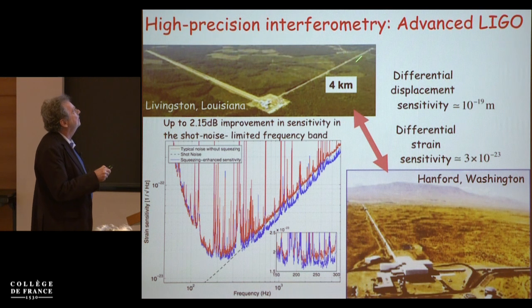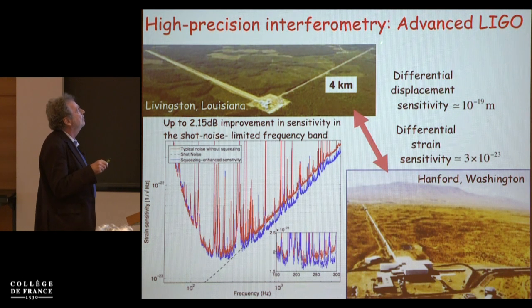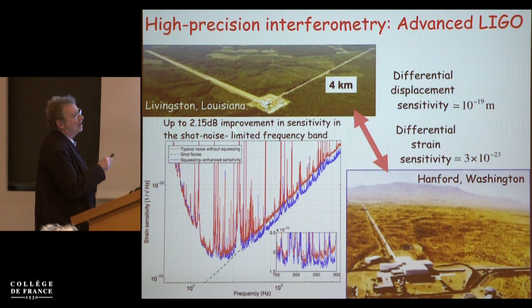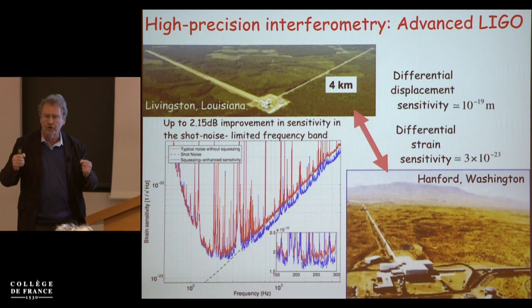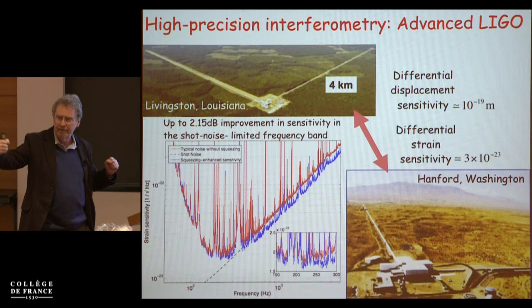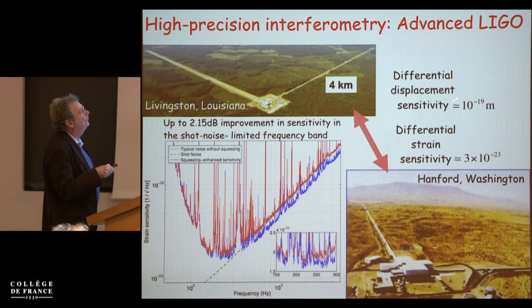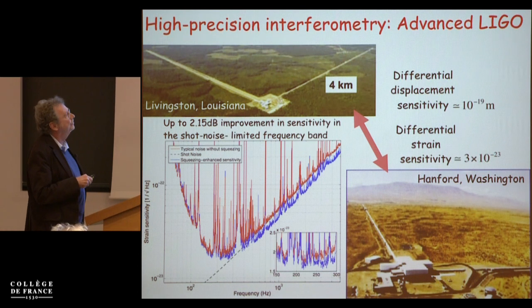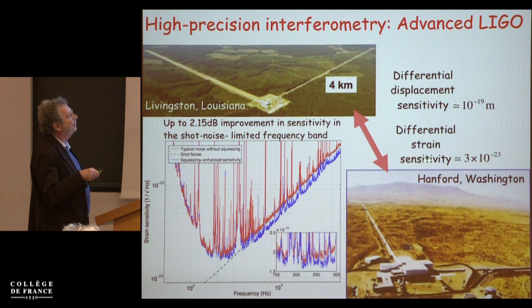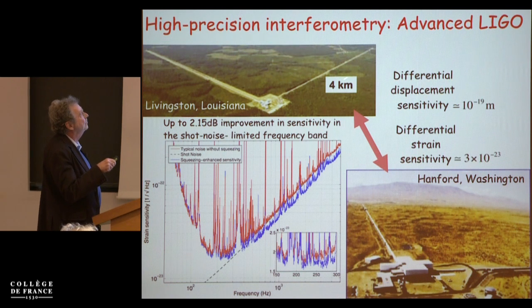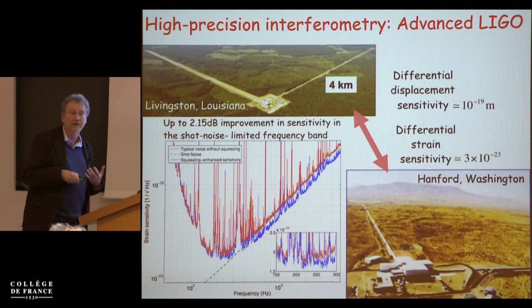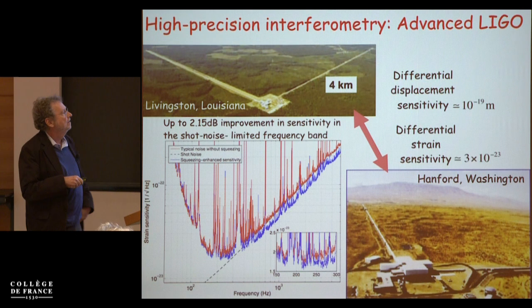You have here the interferometer in Livingston, Louisiana. This is the one in Hanford, Washington. When a gravitational wave comes, one of the arms of the interferometer gets shorter and the other one gets longer. Therefore, there is a differential displacement, which is of the order of 10 to the minus 19 meters. And the corresponding differential strain sensitivity for an arm length of 4 kilometers is 3 times 10 to the minus 23. So it's an amazingly high precision.